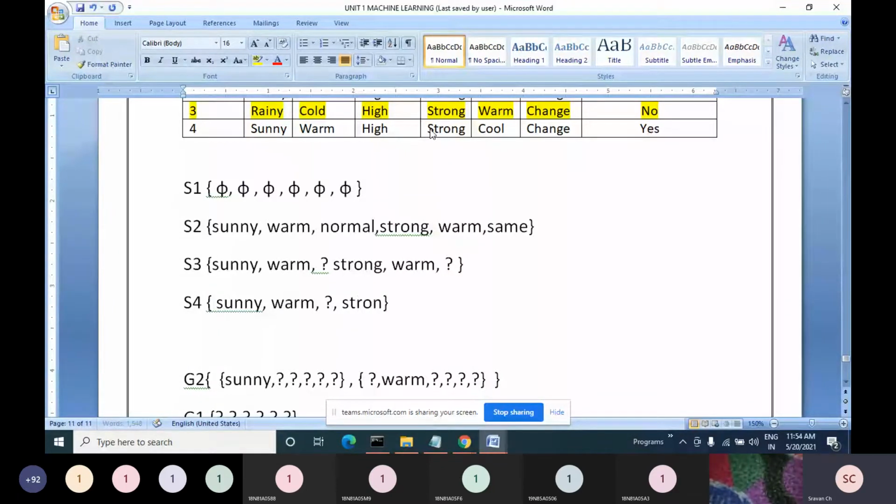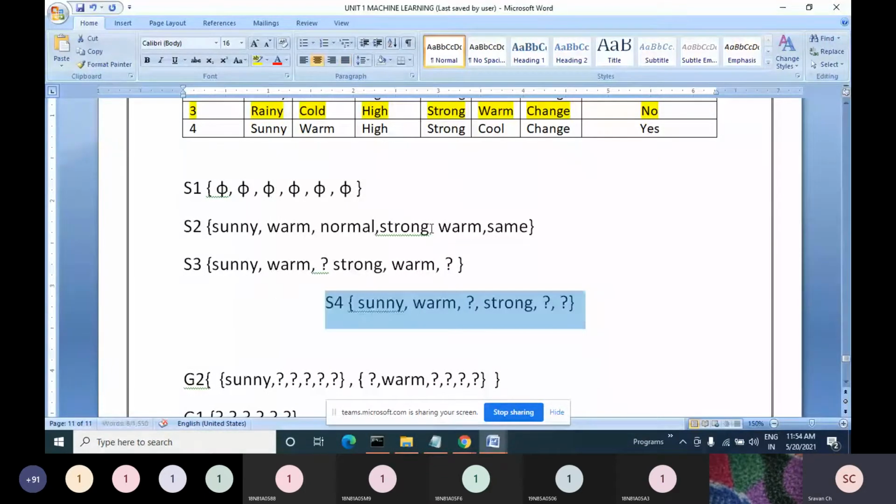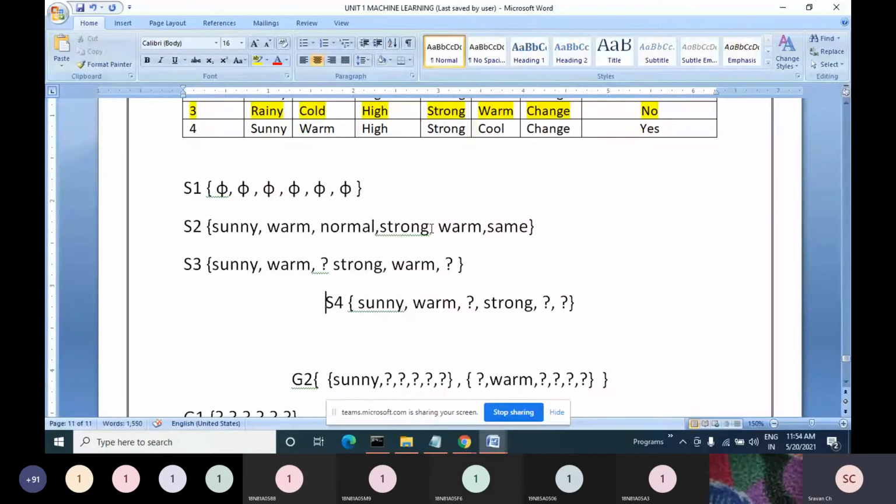Fifth parameter. See the fifth parameter. In S3 it is warm. In my fourth example it is cool. Cool and warm. Then I should put a question mark. Right? Then the last parameter, there is a question mark in the sixth parameter. Here it is change, whatever it is. I have a question mark in my S3, the question mark will be retained. So friends, this is my latest updated S4 and G2. 4 records completed.